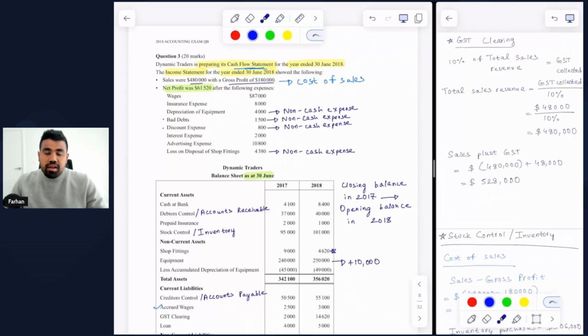With that being said, let's get started. Dynamic Traders is preparing its cash flow statement for the year ended 30 June 2018. The income statement for the year ended 30 June 2018 showed the following.